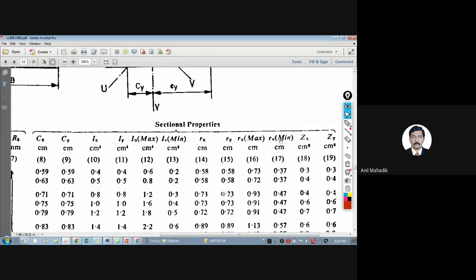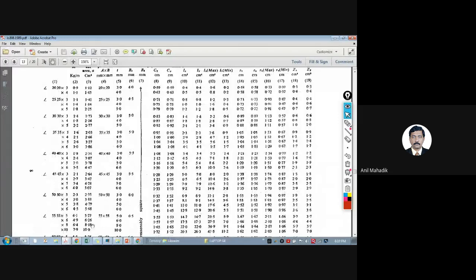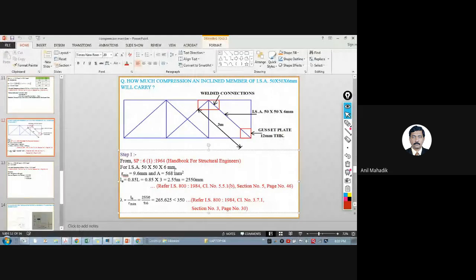So generally we get the minimum value as RV. See here, they are writing minimum here. So we will take this value RV as the minimum value from this table as per the cross section we are using, 50 by 50 by 6. So that value comes out to be 9.6 mm from the steel table. Area of cross section is also 568 from the steel table. L effective is 0.85 L. Generally we take it a little higher actually.